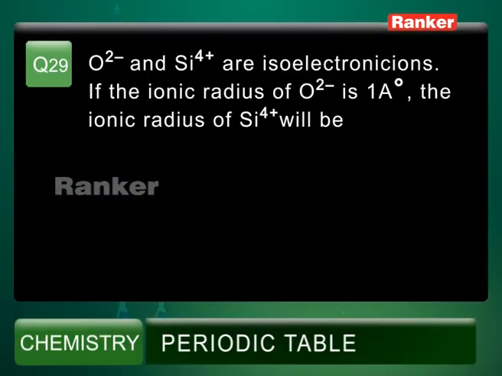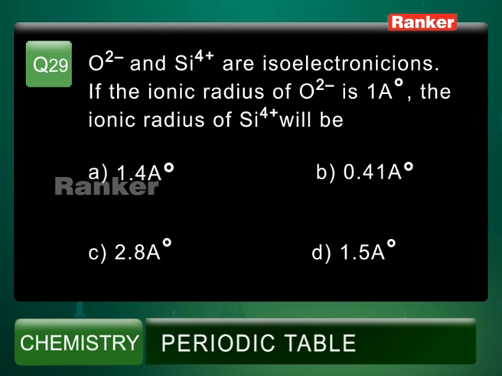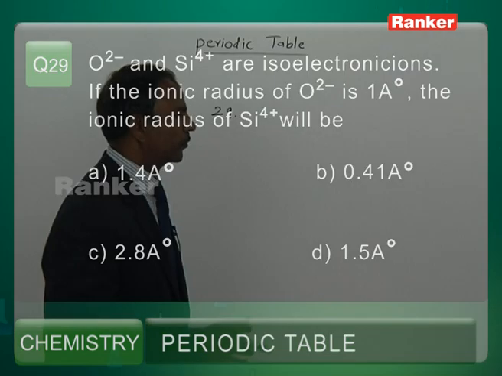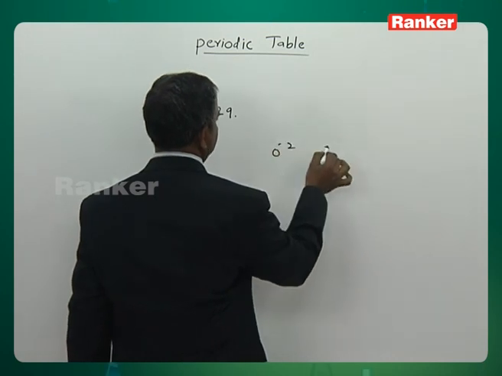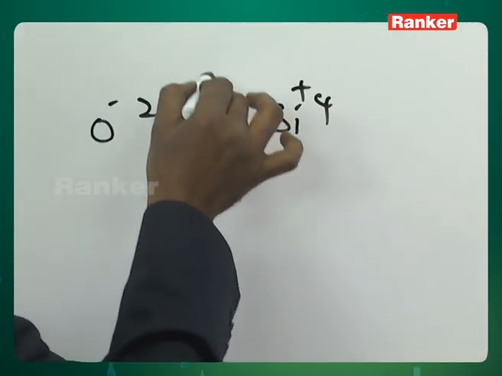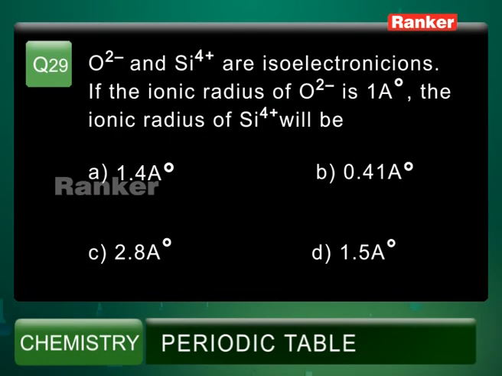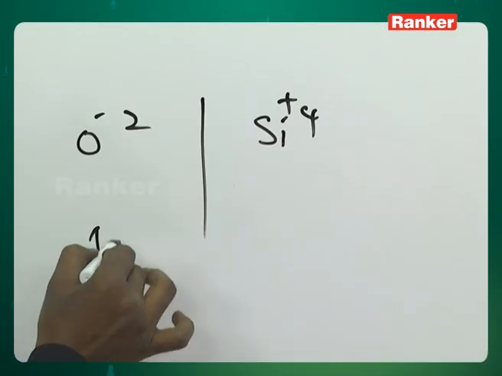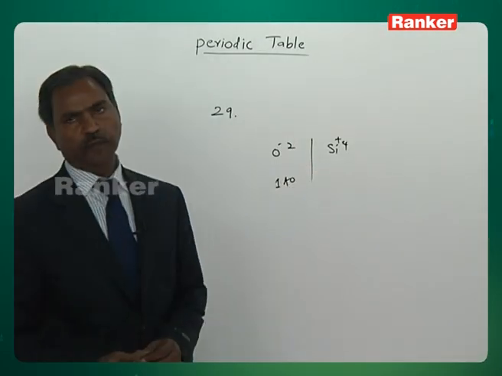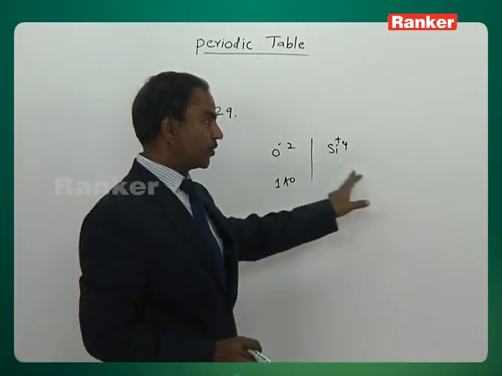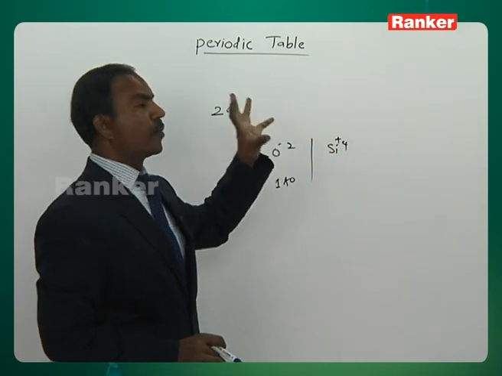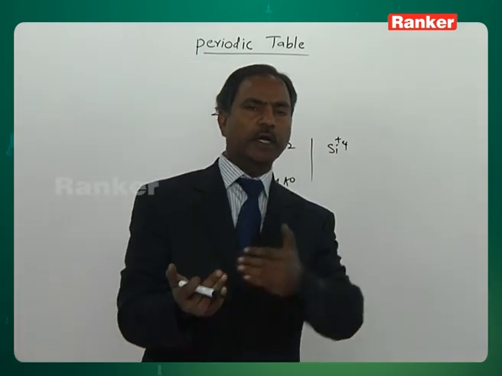Question number 29, O minus 2 and silicon plus 4 are isoelectronic ions having the same electronic configuration. If the ionic radius of O minus 2 is 1 angstrom, the ionic radius of silicon plus 4 will be? See, one is given as O minus 2, the other is given as silicon plus 4. Now, O minus 2 and silicon plus 4 are isoelectronic, the ionic radius of O minus 2 is given as 1 angstrom. What is the ionic radius of silicon plus 4? Yes, one isoelectronic species is the anion, the other is the cation.